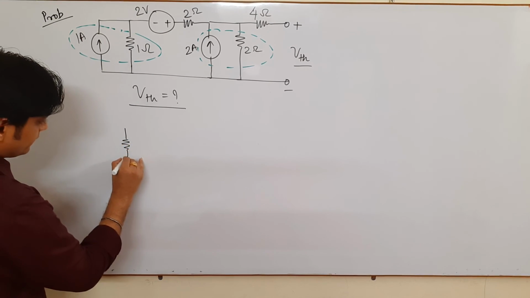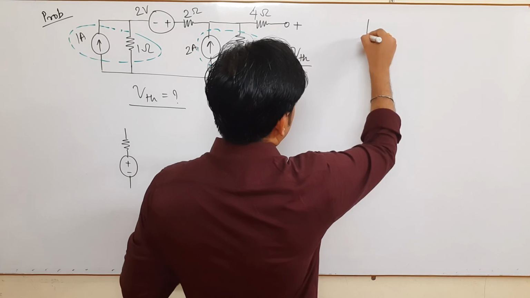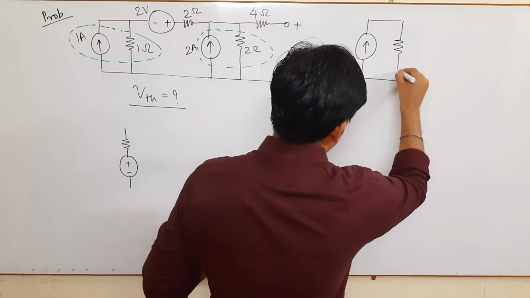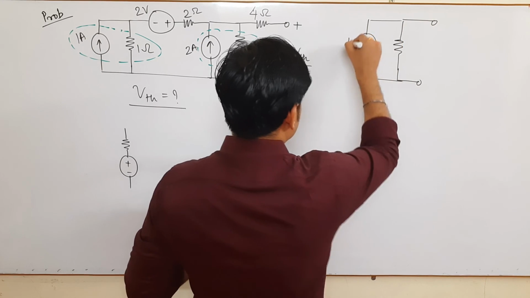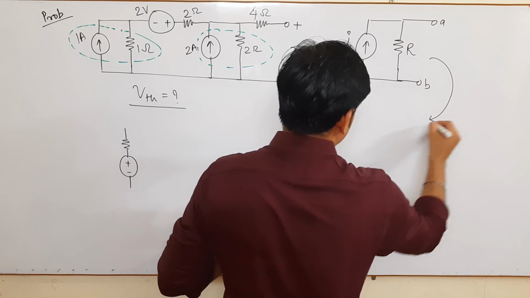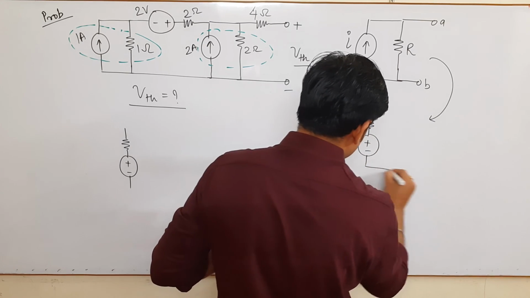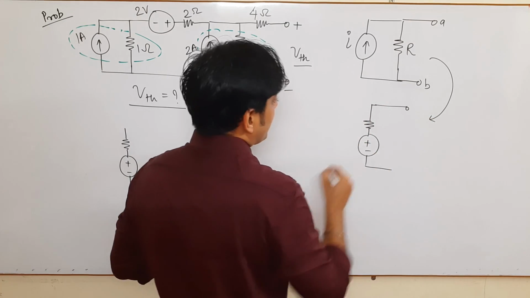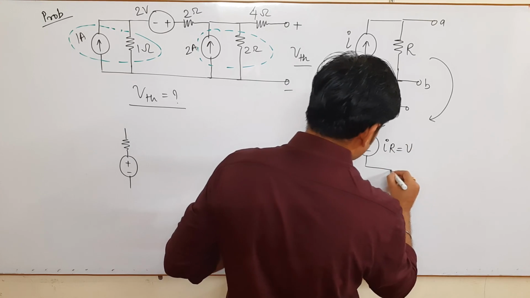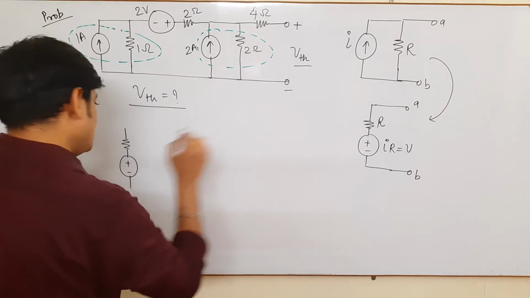So we'll see how. If I convert this, it comes as per our source transformation, which I have already discussed with you. Once again I will show here. If there is a current source I and a resistance R with terminals A and B, it can be converted into a resistance in series with a voltage source. The resistance remains R, but the voltage source will become V, that is IR, with terminals A and B.